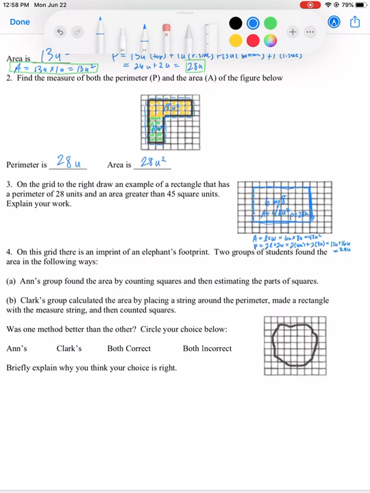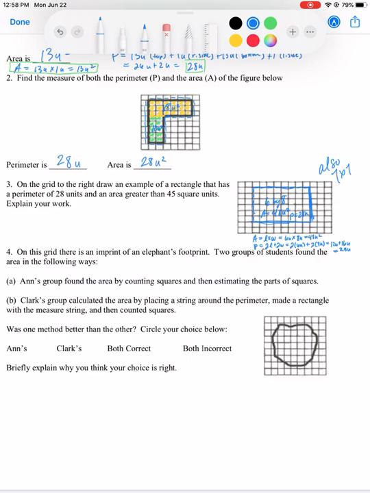Let's go on to number 4. The other ones for number 3 are like a 7 by 7 square. And you can try a 5 by 9 rectangle, but that's still 45 units. It has to be greater than 45. So 6 by 8 and 7 by 7. Also a 7 by 7 is good, because it's a square, but all squares are rectangles. So that would technically work.